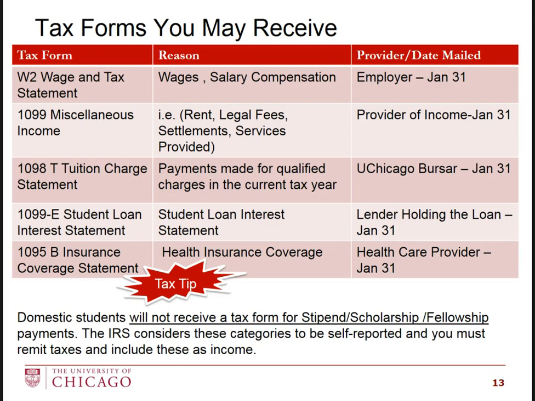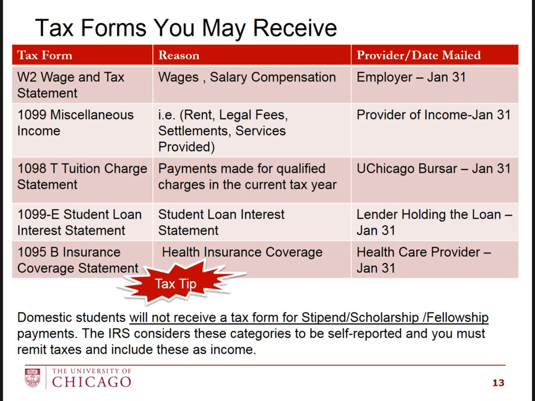The 1098-T tuition charge statement illustrates payment made for qualified charges in the current tax year. The UChicago Office of the Bursar issues these forms to all students by January 31st. This form is also available on the myuchicago.edu portal.